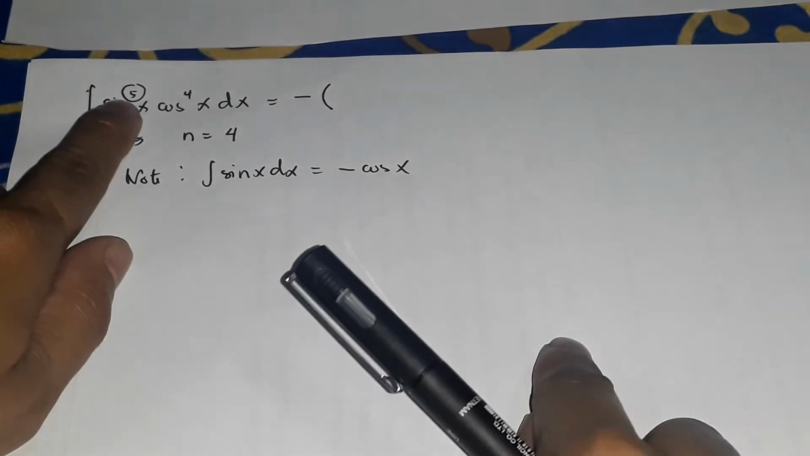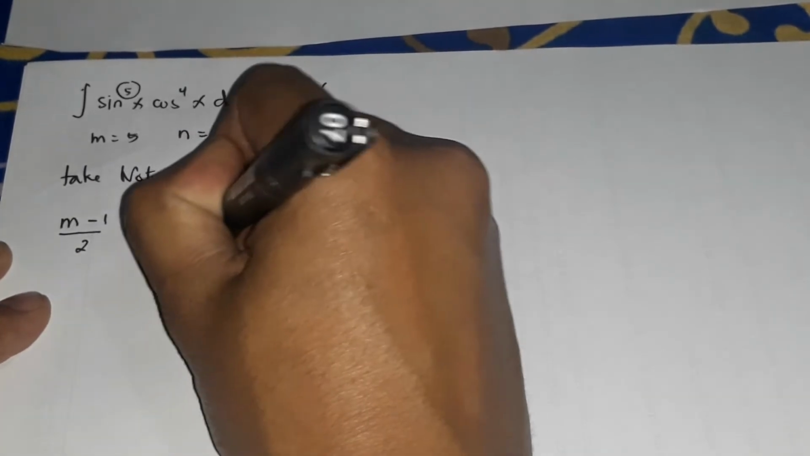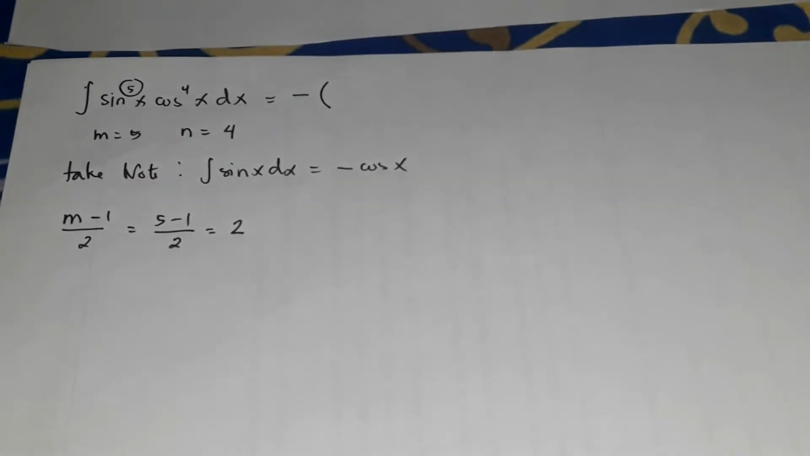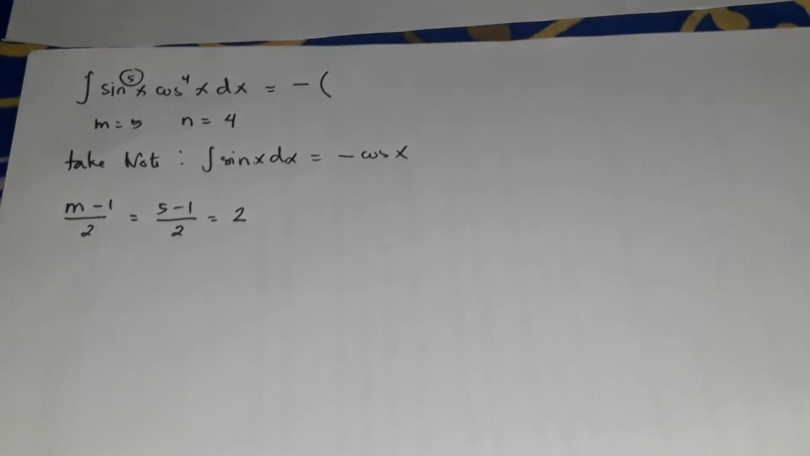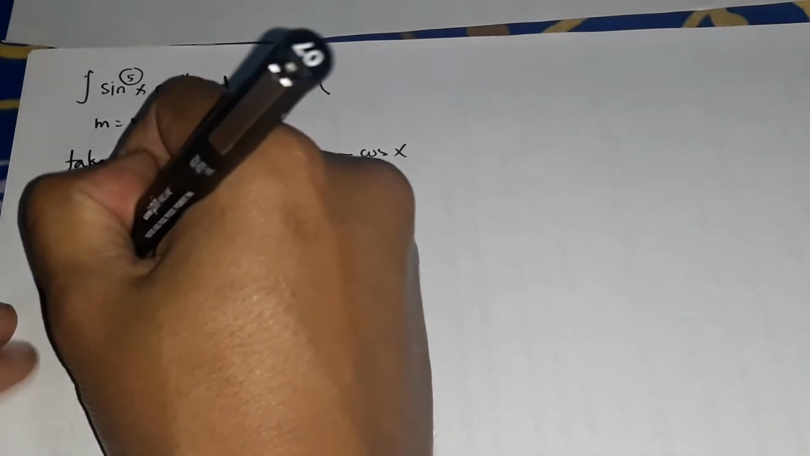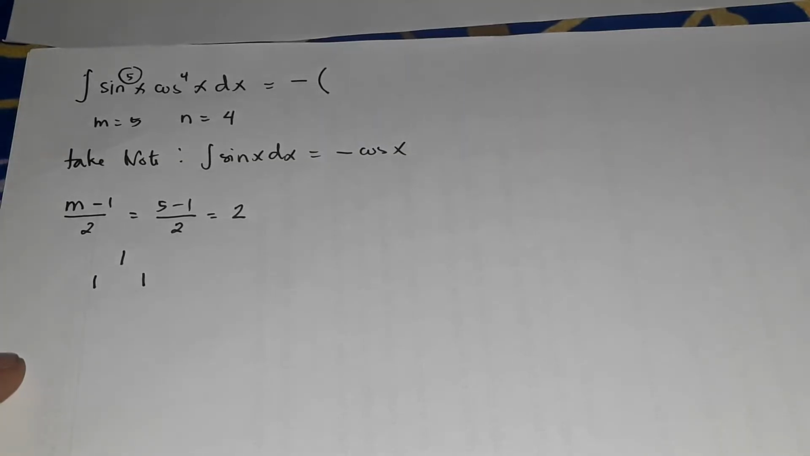So again, you go back here. So this is 5, so that's m minus 1 all over 2, which is equal to 5 minus 1 all over 2, which is equal to 2. That's 5 minus 1 is 4, divided by 2 is 2. So in this case, we can now apply the principle of Pascal's triangle. Okay? I will first draw the Pascal's triangle starting with 1. By the way, the Pascal's triangle is used for binomial expansion.